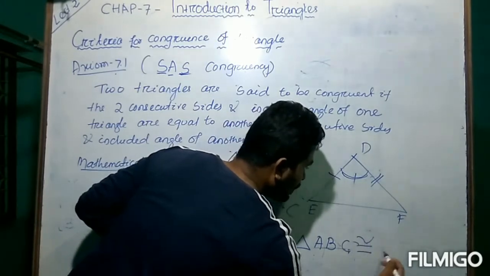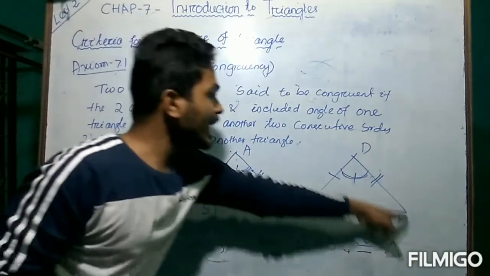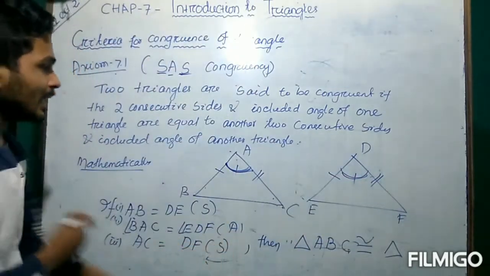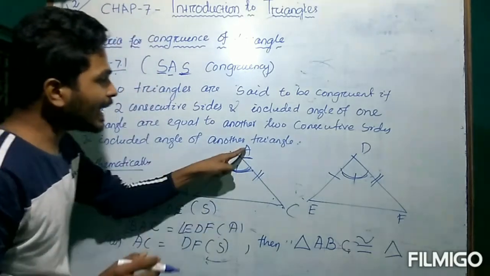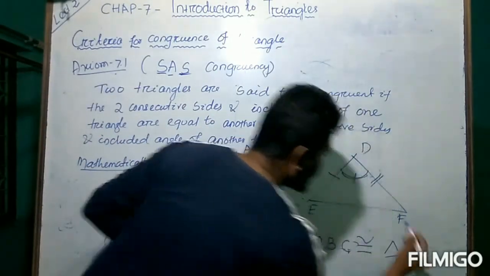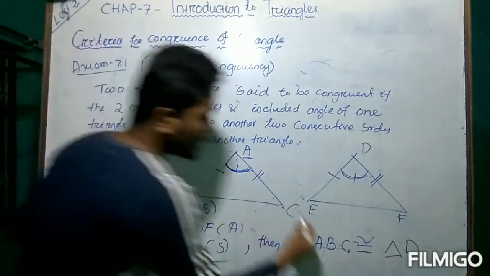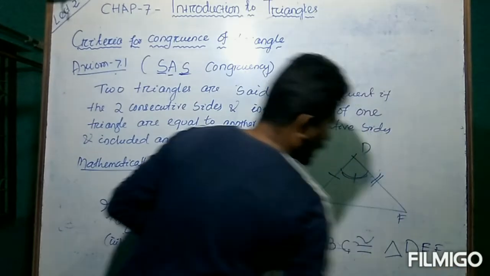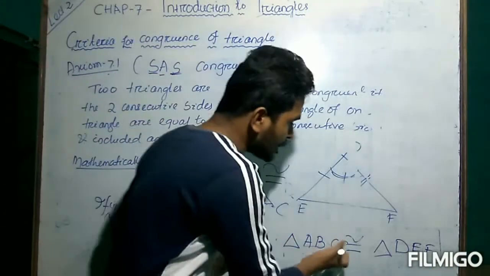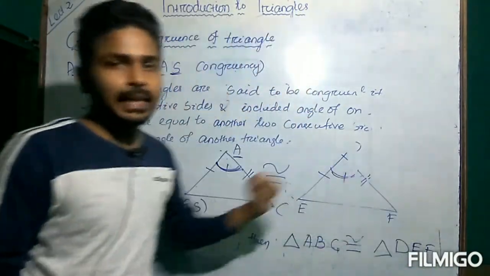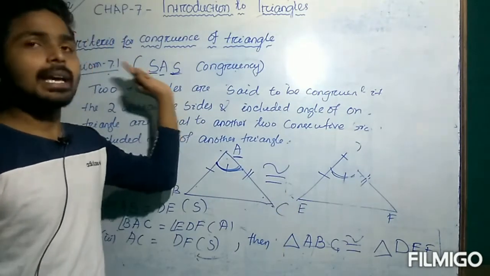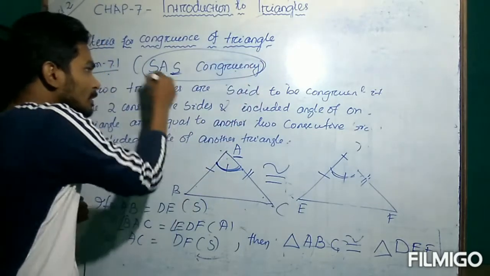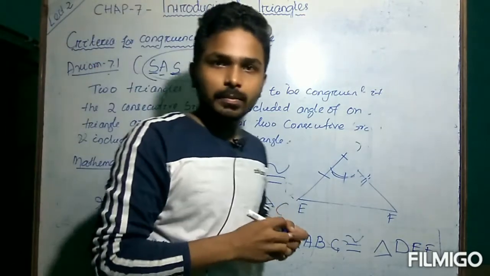ABC is congruent to which triangle? EDF or FED or DFE? Which triangle? See, first I write A. So here you have to write first D. Then I write B. So here you have to write E. Okay. Then C. So you have to write F. Hence, the triangle ABC is congruent to the triangle DEF if it follows the SAS congruency. Okay. So this is the axiom number 7.1. Understood?